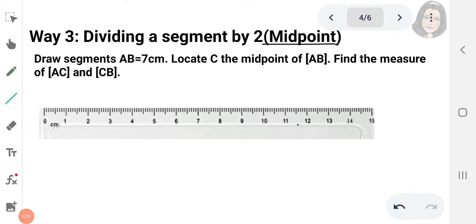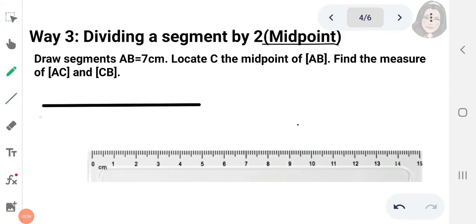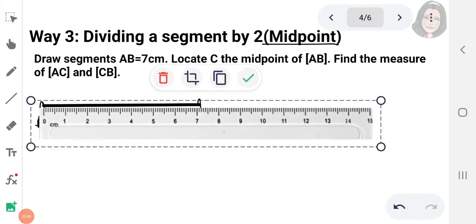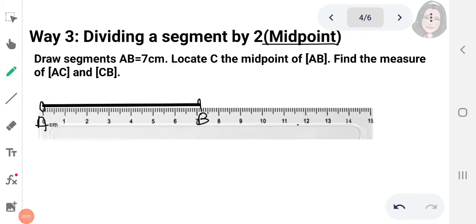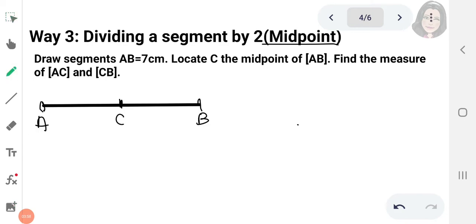So take my ruler, draw the segment AB that measures 7 centimeters, and of course I need to name my segment. This is segment A and this is B. Then I need to locate point C, the midpoint. How? Since the midpoint divides the segment, so as if I am dividing the number 7 by 2. And what is 7 divided by 2? This is going to be equal to 3.5 centimeters. That's the 3.5. Then this point over here is the point C.